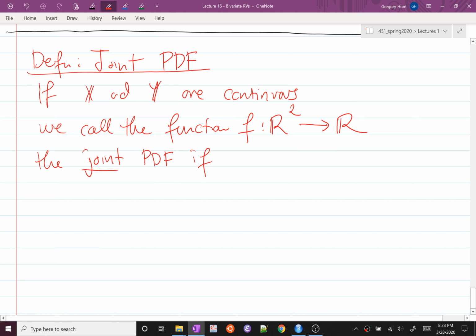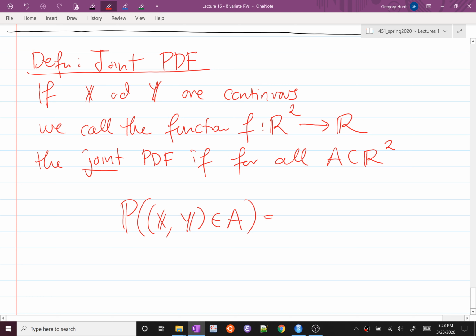if for all subsets A of R2, if we want to calculate the probability that our joint random variable (x, y) is in this subset of R2, all we need to do is take this joint PDF and integrate it over A.